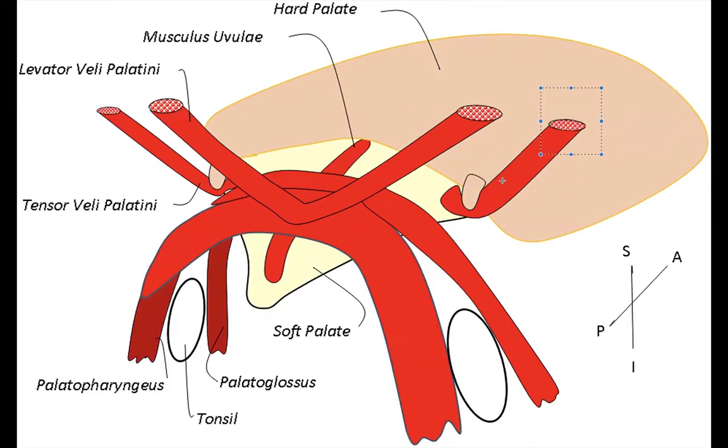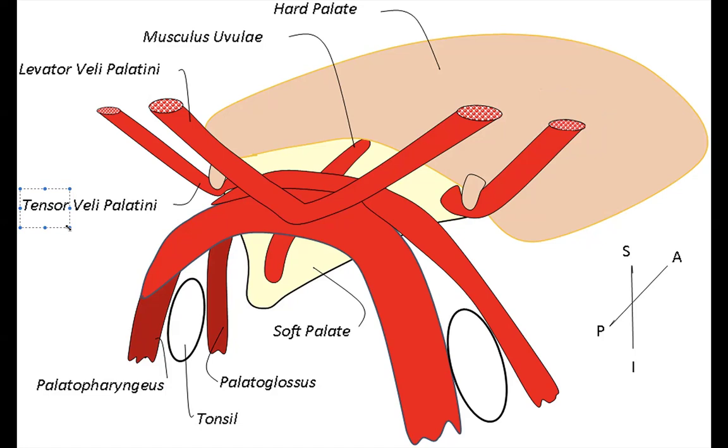What does it do? If it contracts, it pulls the soft palate. Here, all of this in yellow is soft palate. If it contracts, it pulls it. So it tenses the soft palate, hence tensor. Tensor veli palatini, when it contracts, it pulls on the soft palate and tenses it. It originates from the medial pterygoid plates of the sphenoid and inserts into the palatine aponeurosis.